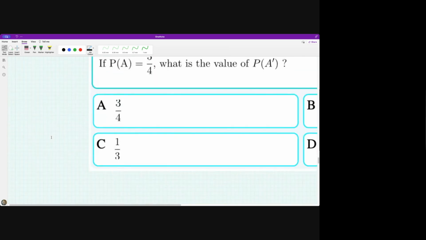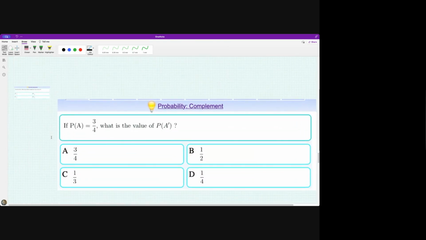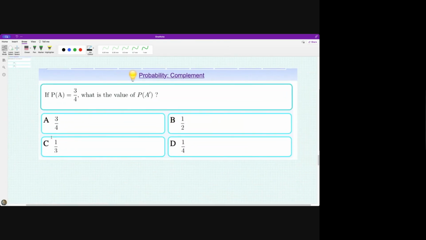Okay, let's have a look at this. Now, this is just some notation about something called the complementary set. If I say the probability of A and the probability of A dash will always add to 1, this is called the complementary set to the event A.